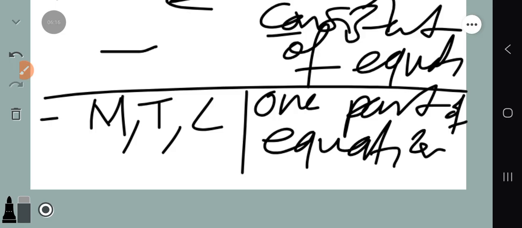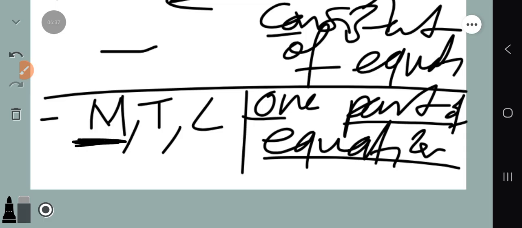Dimensional analysis can only derive one part of an equation. This is the limitation. Why can't it derive all the parts of an equation? So the limitation is it can only derive one part of an equation. The other one is dimensional analysis is only applicable to mass, dimension of time, and dimension of length.